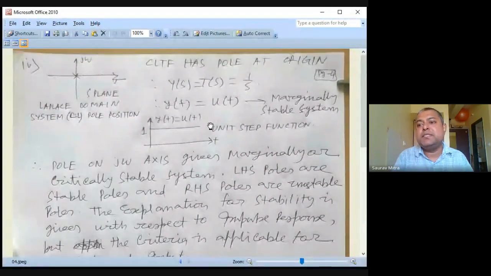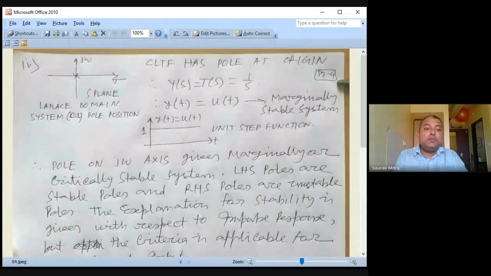We call it marginally stable, and this is not an energy signal. u(t) is called a power signal, and this u(t) has power of half, so it has a finite power. And what is energy? Energy is equal to power into time. So if it has a finite power, in that case we can also say that the system is neither stable nor unstable, but what we call it is marginally stable.